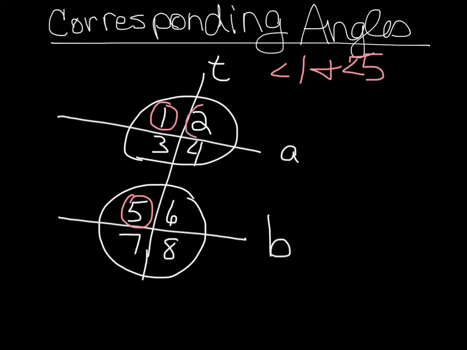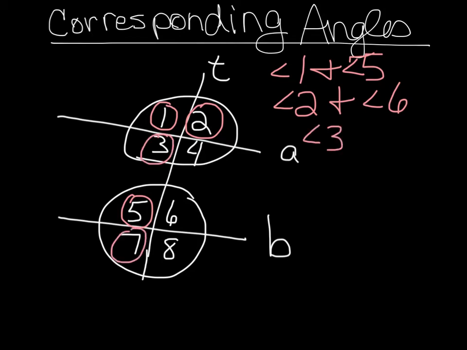Angle 2 holds the top right. In the bottom set, 6 holds the top right, so angle 2 and angle 6 are corresponding. Angle 3 is the bottom left, and 7 is the bottom left, so angle 3 and angle 7 are corresponding. The last one is angle 4 in the bottom right, and 8 is in the bottom right. So anytime you have two lines cut by a transversal, you're going to get a top group and a bottom group of angles, and if they're in corresponding spots, then they are corresponding angles.